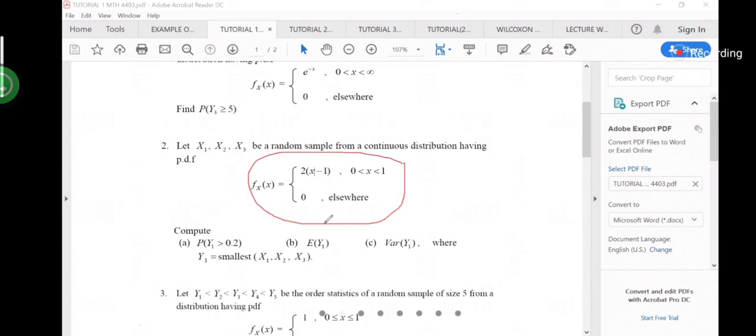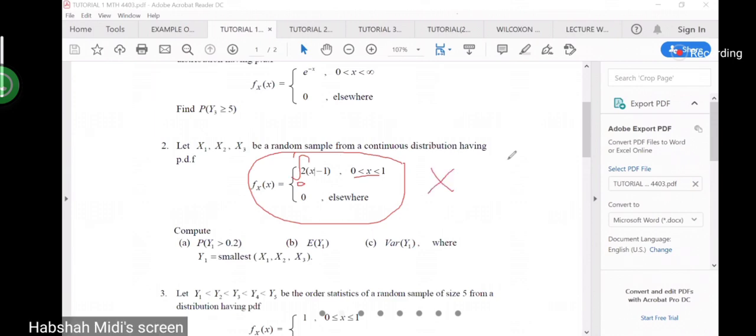The condition for the PDF function f(x) is that when you integrate this with respect to X, from 0 to 1, for a PDF function, the integral over the interval given should be equal to 1. But for this example, it's not equal to 1. So this is not a PDF function.